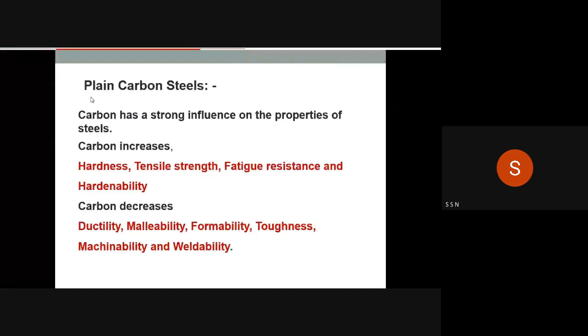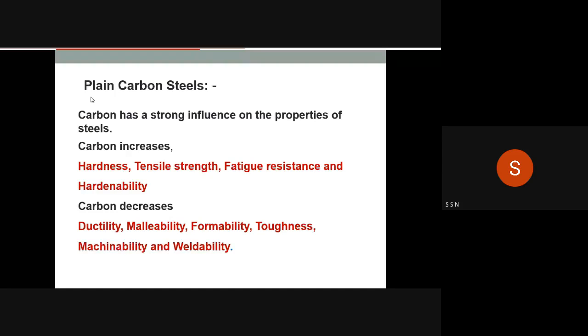In steel, that percentage is from 0.008 to 2%. That means in steel, the percentage of carbon is less, and in cast iron, the percentage of carbon is more. So whose weldability will be more? Steel's weldability will be more, whereas cast iron's weldability will be less.